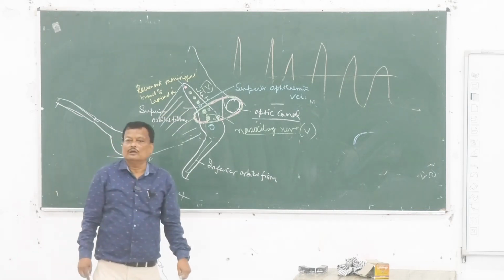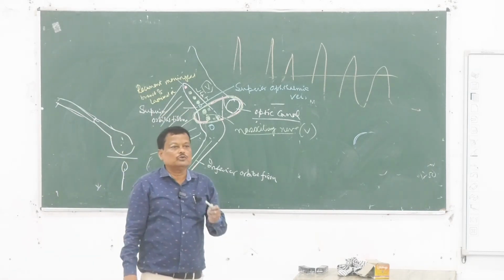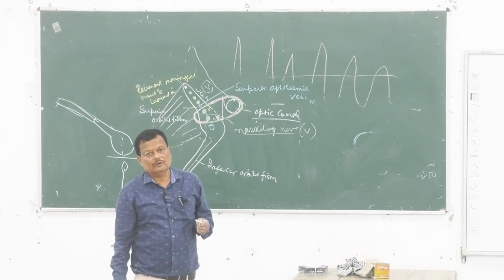These are the structures passing through the superior orbital fissure.